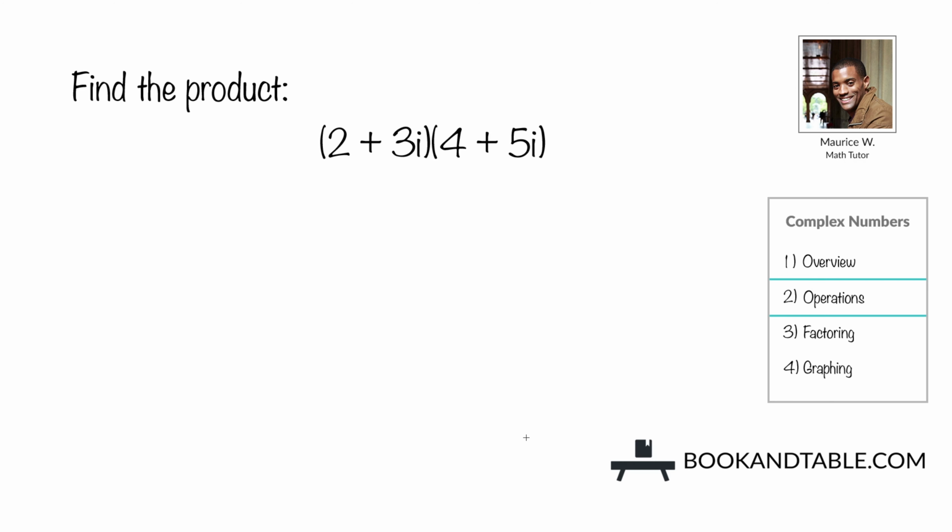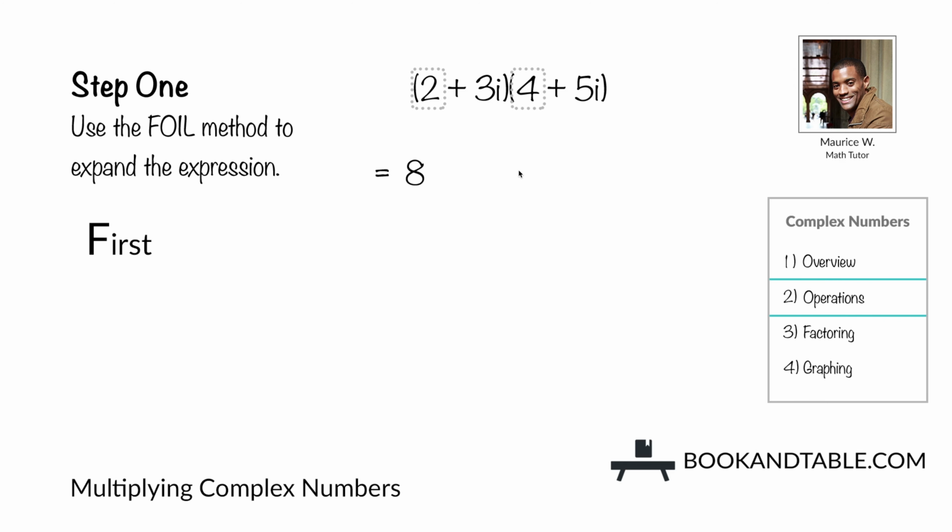Let's take a look at an example. Let's say you were asked to find the product of 2 plus 3i times 4 plus 5i. The first thing you want to do is use the FOIL method to expand the expression. So F stands for first, which means we're multiplying the first term in each complex number. 2 times 4 gives us 8. The O in FOIL stands for outside. So now we're multiplying our 2 times the second term in the second complex number, which is 5i. 2 times 5i gives us positive 10i.